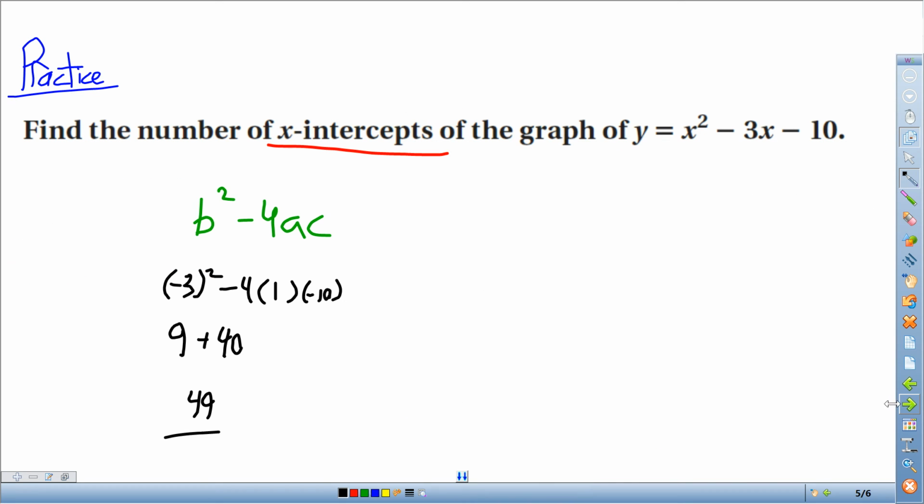Okay, so to answer their question, 2 x-intercepts.